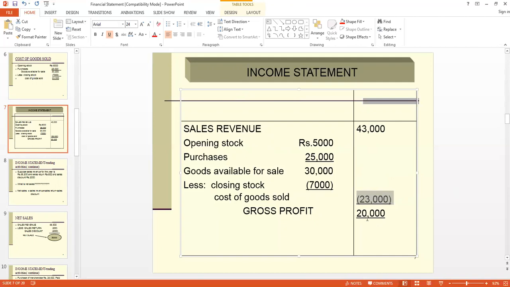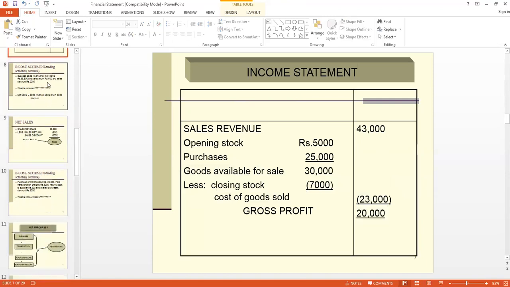So remember, we are still working on the same concept. The only difference is that now the data is more comprehensive. You have opening stock, you have purchases, you add these two information to get goods available for sale. Then whatever closing stock value is given, you minus it, then the resulting answer will be called cost of goods sold. And if cost of goods sold amount is less than the sales value, then the difference is called gross profit.